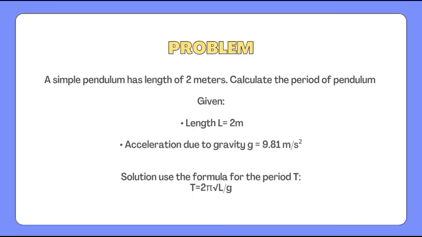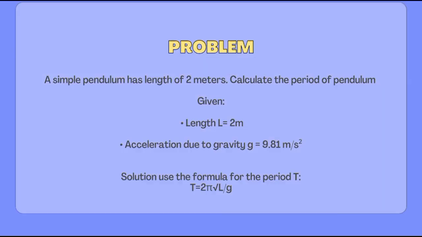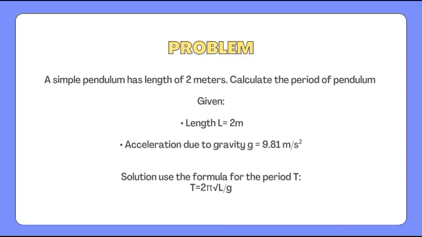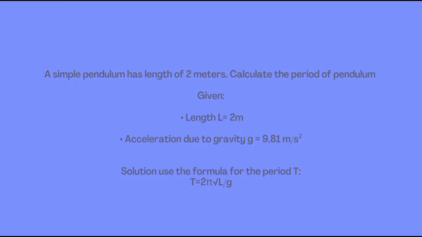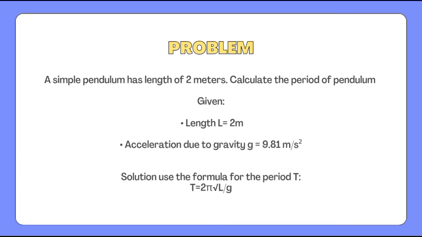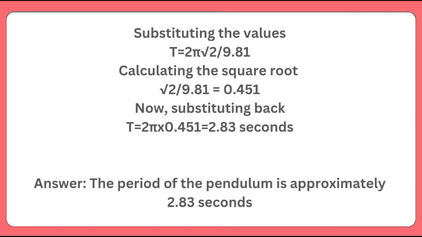Problem: A simple pendulum has a length of 2 meters. Calculate the period of the pendulum. Given: length is 2 meters. Acceleration due to gravity is g equals 9.81 meters per second squared. Solution: Use the formula for the period T.